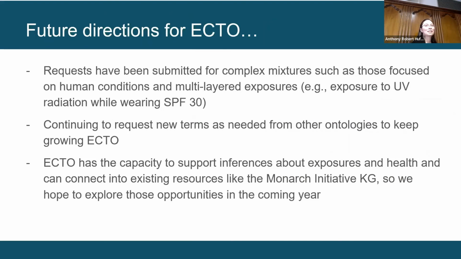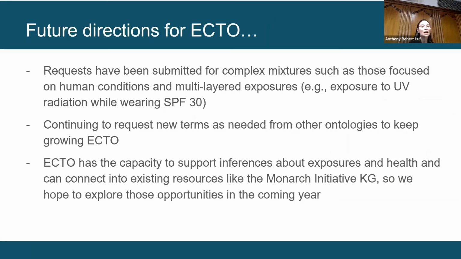So I know we're almost out of time, and I want to have time for questions. So we'll go to future directions for ECTO. If you go on our issue tracker, you'll see that there's a bunch of issues that are complex and have a lot of things that we're still trying to figure out what we want to do with, because as I noted earlier, exposures are hard.